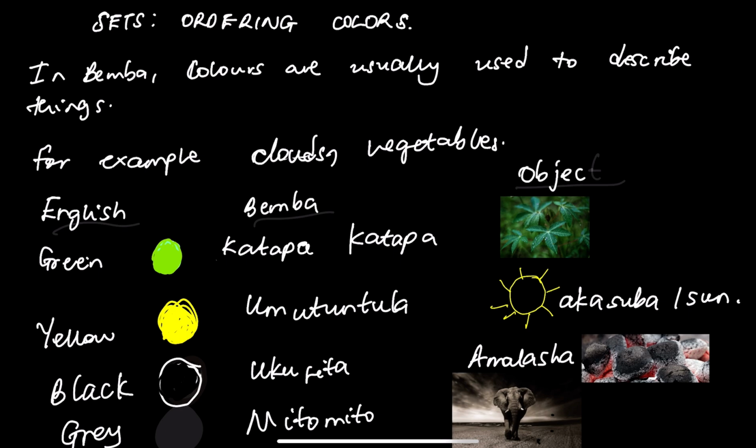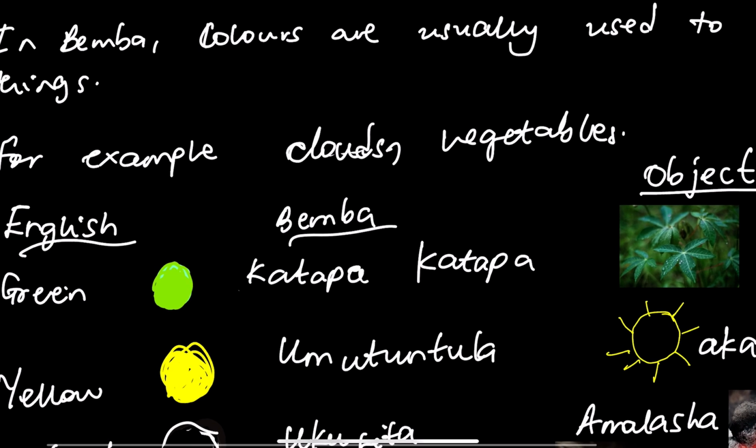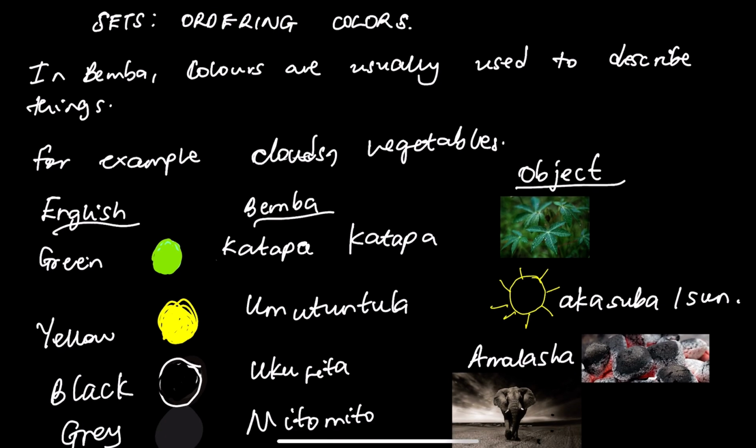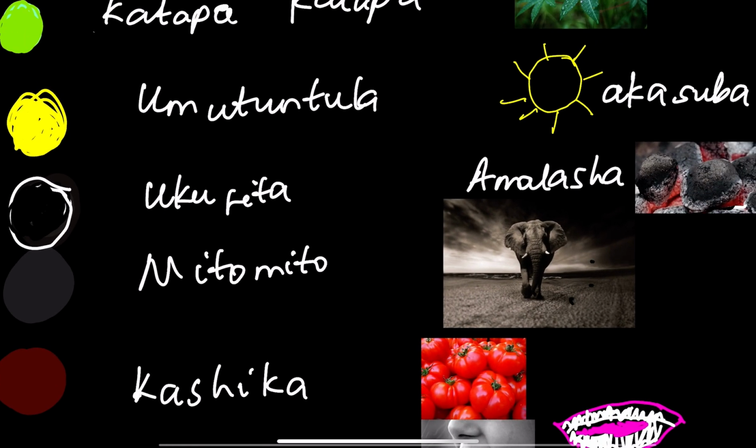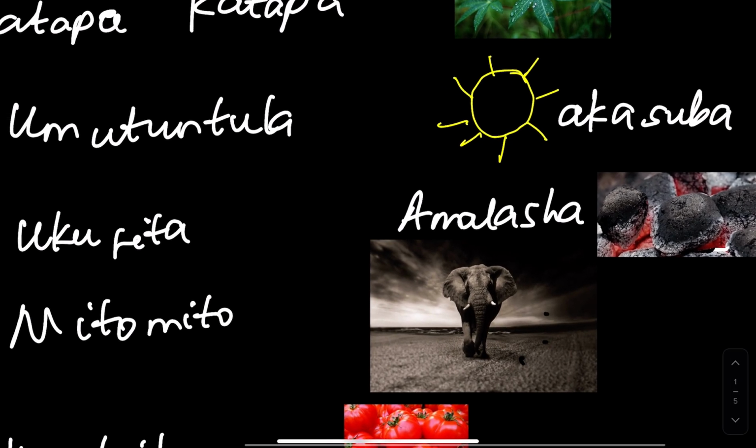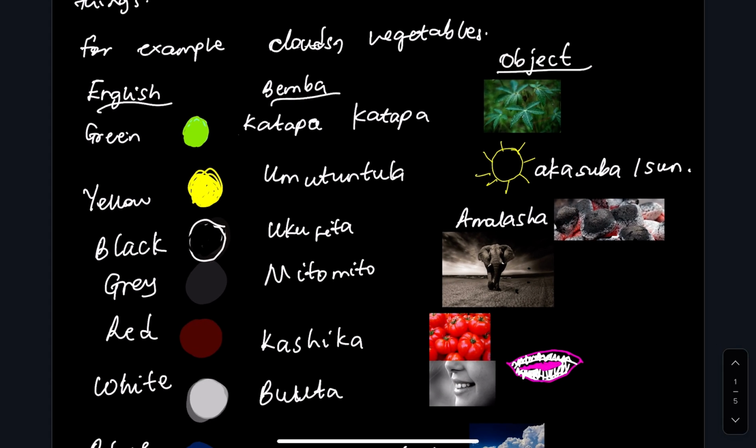Green. Green is katapa, and there's a vegetable called katapa. Yellow is umuntuntula, and the sun is yellow, so akasuba. And then black is ukufita. When it's night time in Bemba, we'll say nakufita. That means it's dark outside. And then amalasha yalifita. That means they are black.